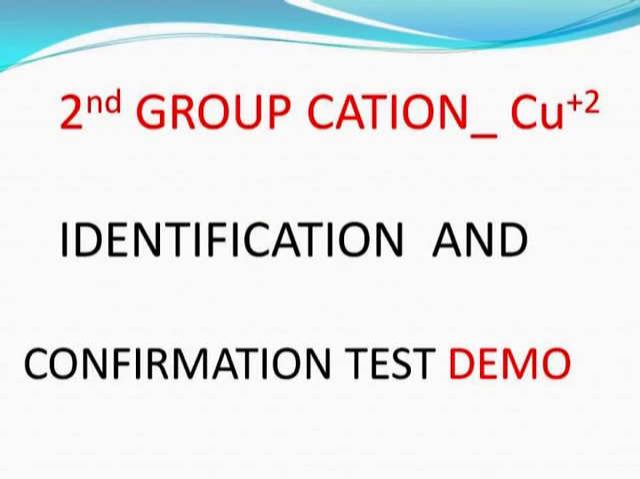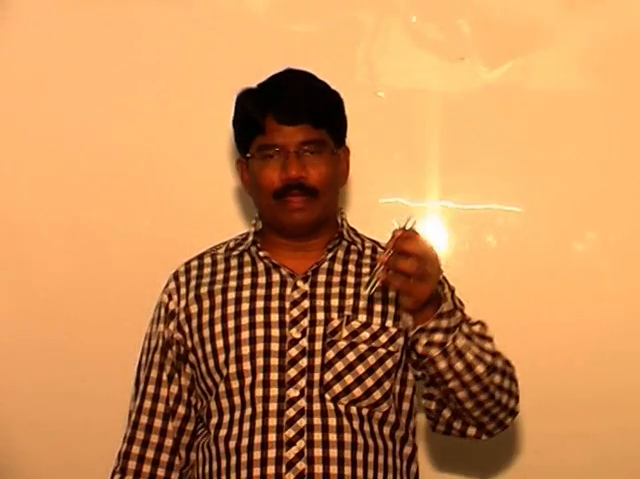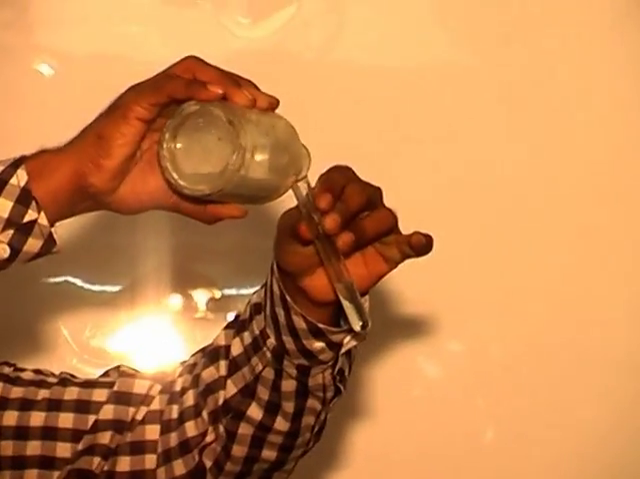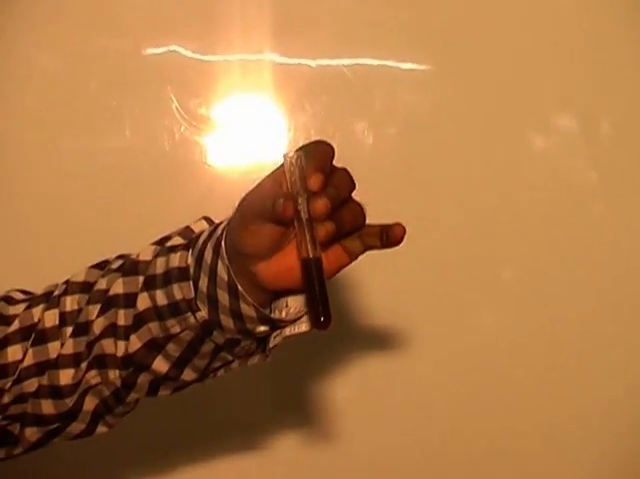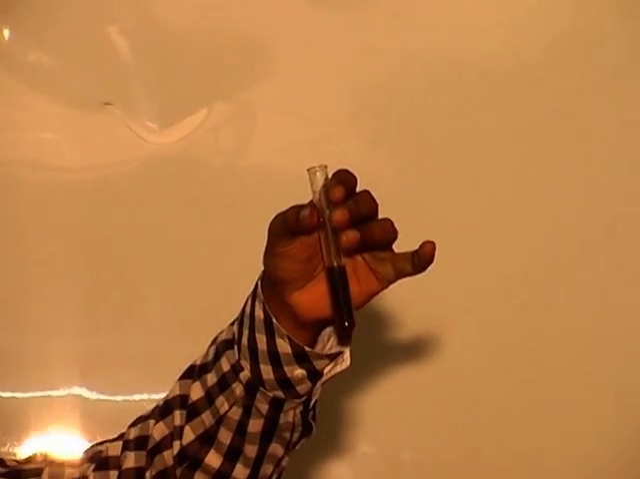In the identification of the first group cations, if no precipitate is formed, then first group cations are absent. Then we need to proceed for the identification of second group cations. Now to the same salt solution, that is salt solution and dilute HCl, the second group reagent, hydrogen sulfide, is to be added. Upon adding this hydrogen sulfide, a black color precipitate is formed.